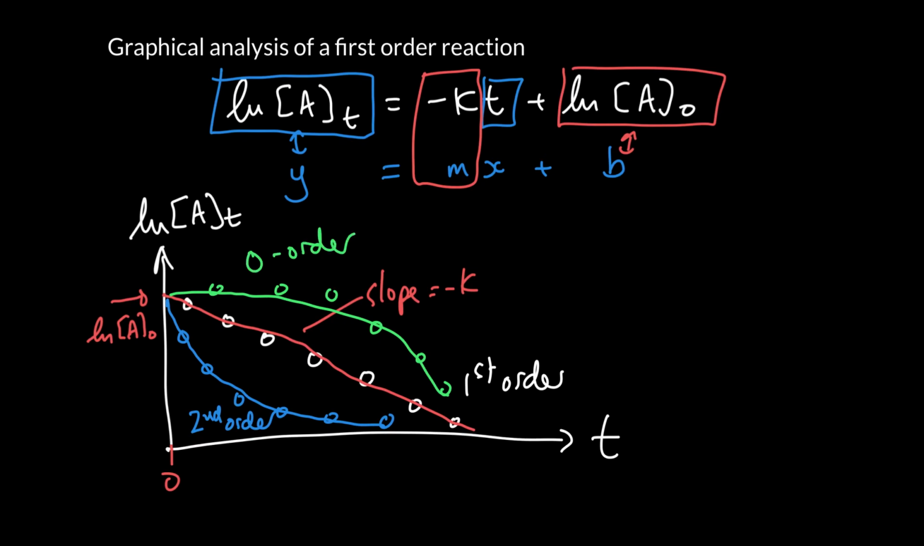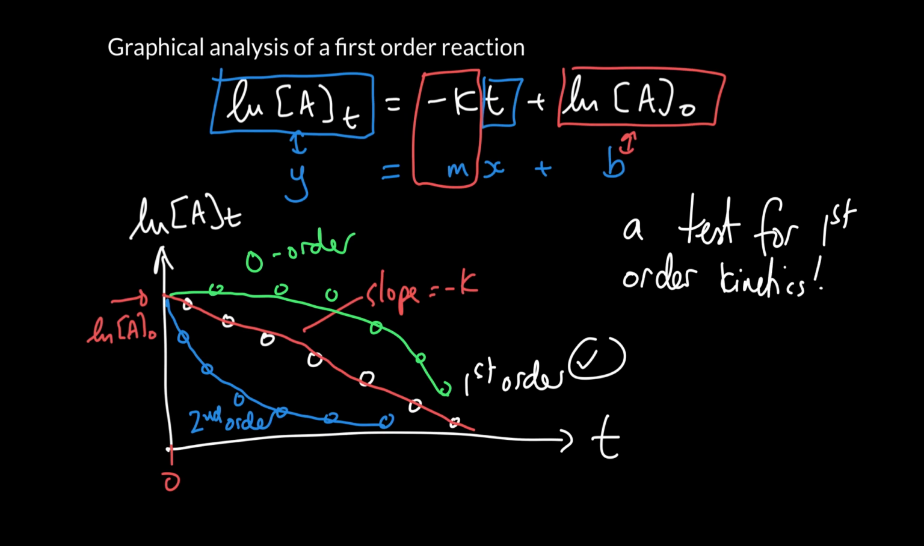So what is this telling us? One thing it's really telling us is that if we plot log concentration versus time data and it's a straight line, it's telling us it's first order. In fact, we're going to do this in lab in a few weeks. So it can be used as a test for first order kinetics. Okay, so a plot of log concentration versus time is only straight if it's first order, and not only that, the slope is equal to the negative of the rate constant.